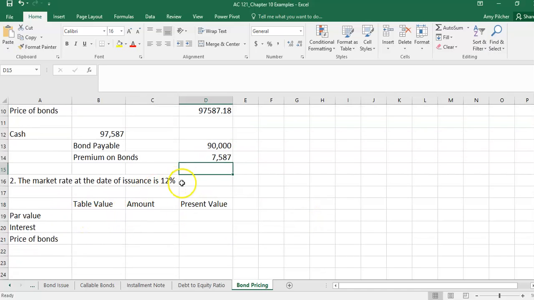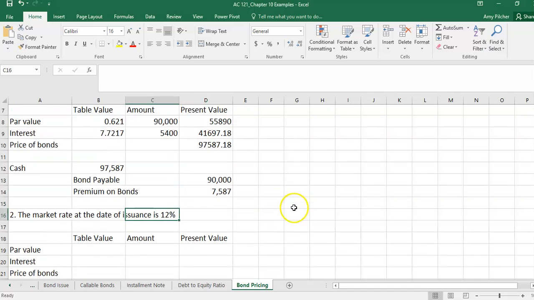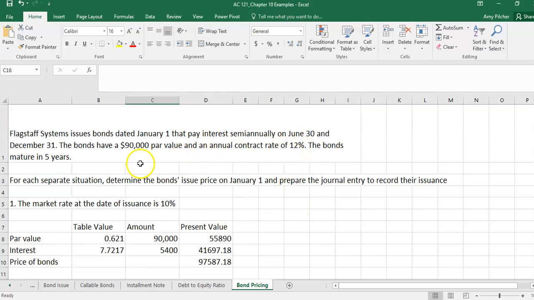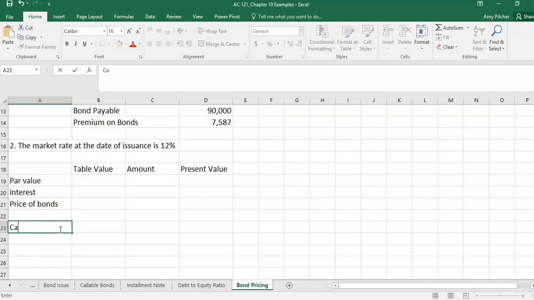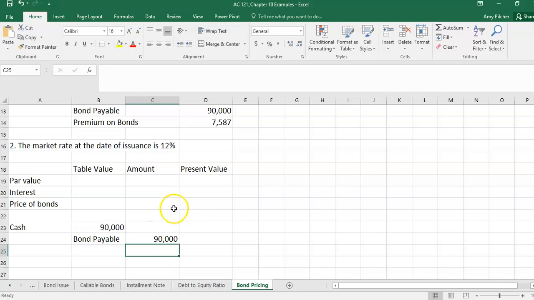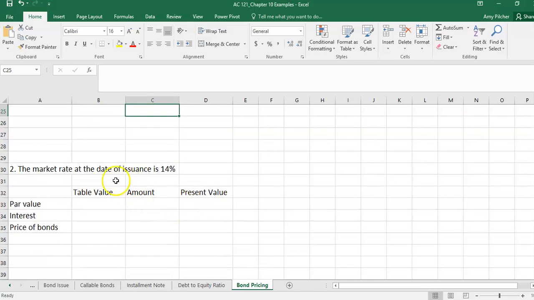If our bond market rate and contract rate are exactly the same, then the bonds trade at par value or their face value. So when we issue that bond, we would receive cash of $90,000 and record a bond payable of $90,000. If our market rate is 14% and our contract rate is 12%, we are trading those bonds at a discount.